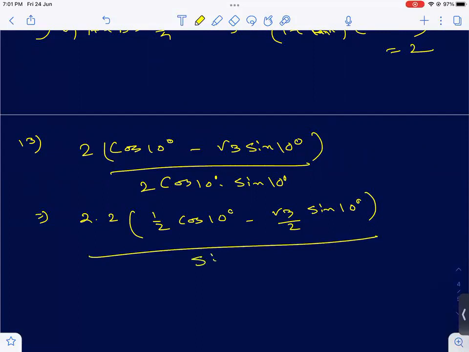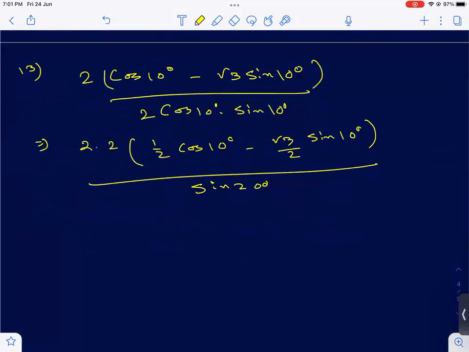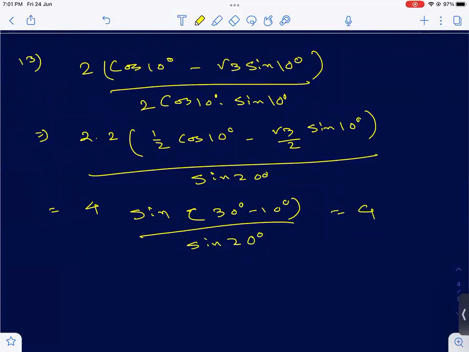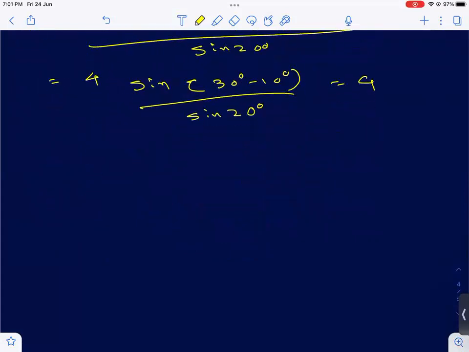So sin 20. We are getting here just 4 times sin A cos B minus cos A sin B. So if I put the value here, sin 30 cos 10 minus cos 30 sin 10, that is the sin A minus B formula, sin 30 minus 10, total divided by sin 20. So 30 minus 10 is 20, sin 20 by sin 20, the answer is coming 4. So what is the 4 here? It has been given as the last option. Next.